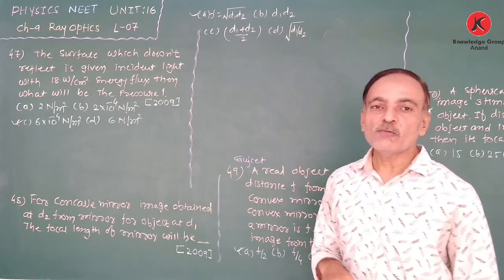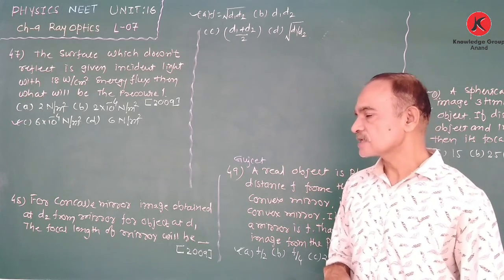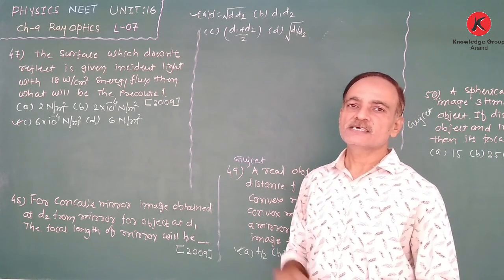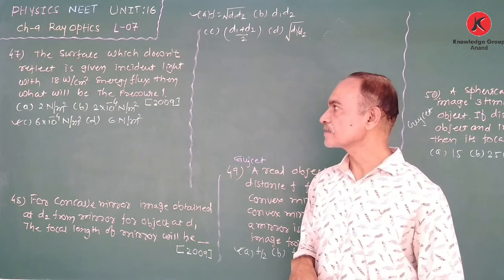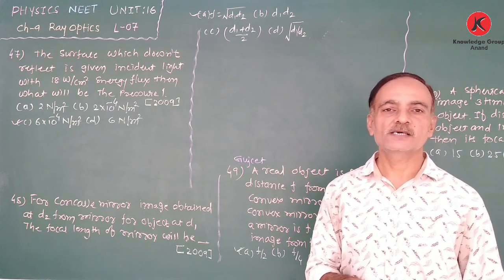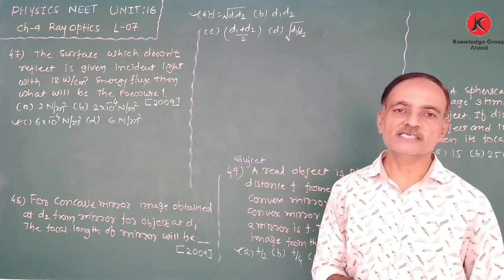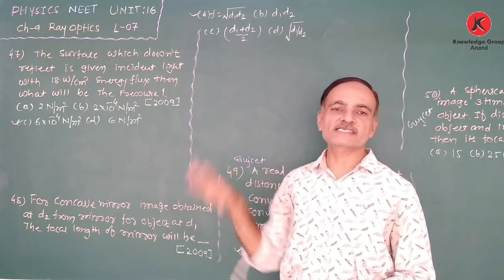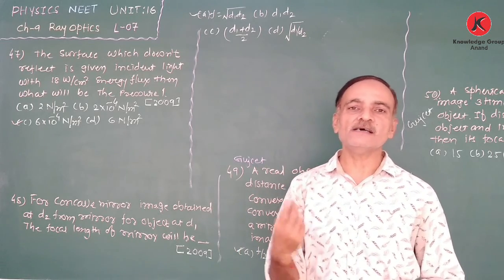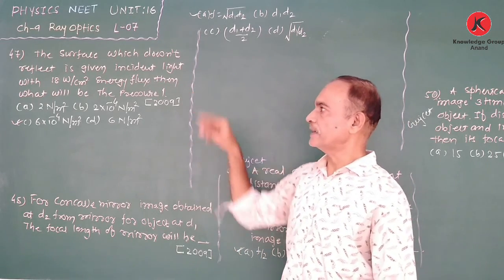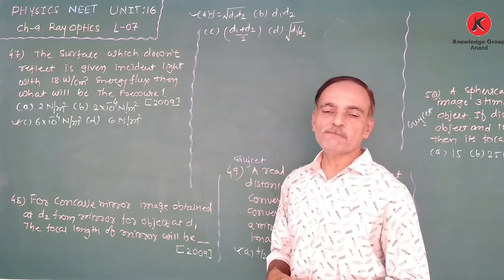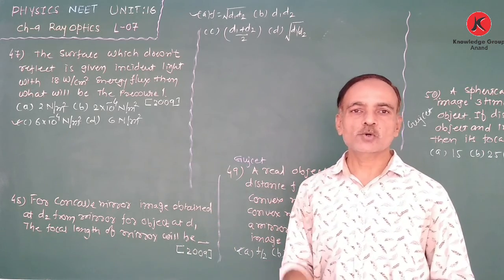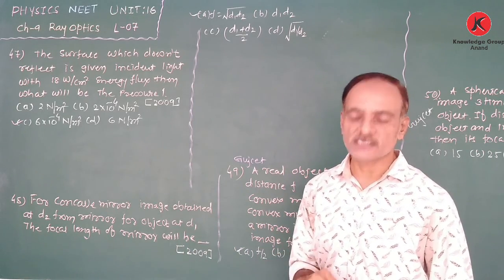Now, next question: a surface which does not reflect is given. Incident light with 18 watt per centimeter square energy flux falls on this surface. Then what will be the pressure acting on this surface? One surface is given that does not reflect the energy. All energy is absorbed by the surface. On this surface, light with energy flux 18 watt per centimeter square is incident. So what will be the pressure produced on this surface?